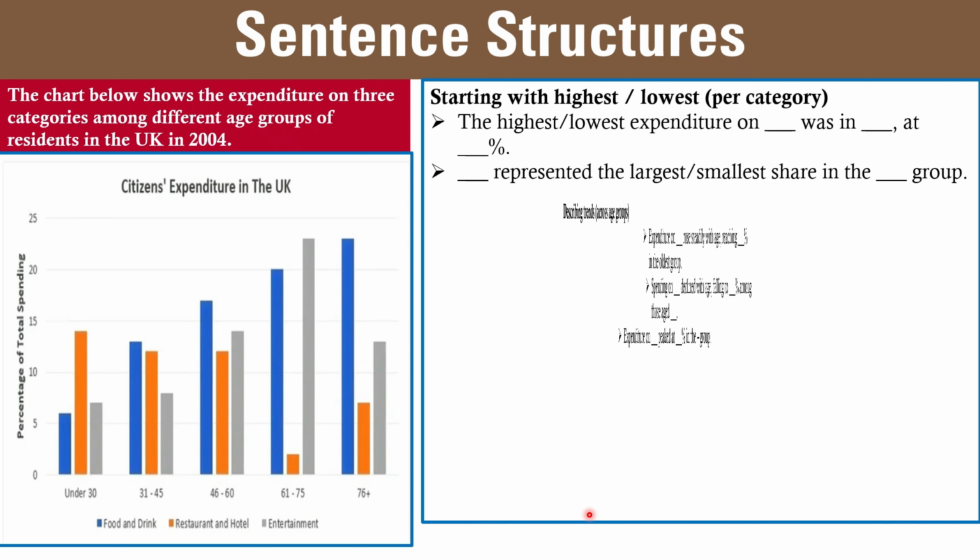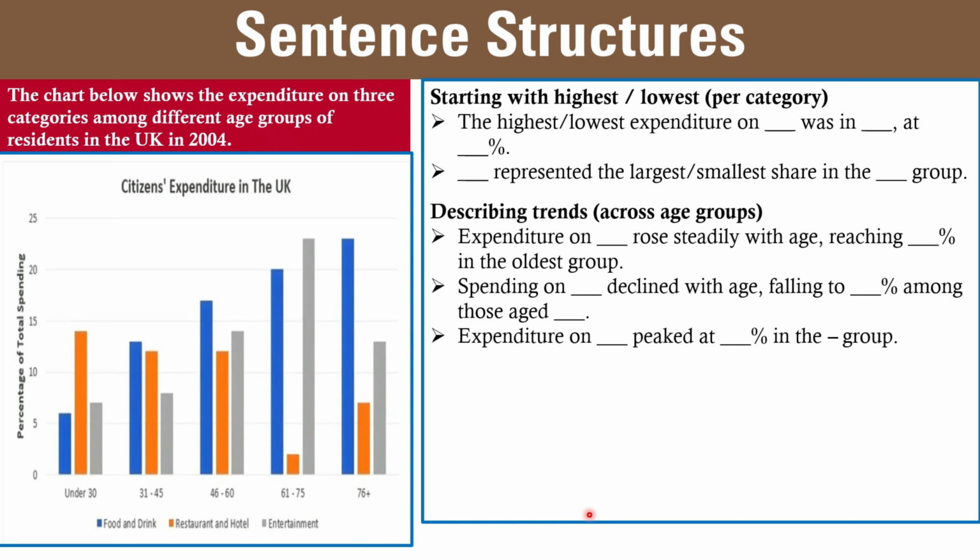For age-related patterns, we can use trend language. For example, expenditure on food and drink rose steadily with age, reaching 23% in the over 76 group. Or spending on restaurants and hotels declined with age, falling to just 2% among the 61 to 75 age group. Another option is expenditure on entertainment peaked at about 23% in the 61 to 75 age group.